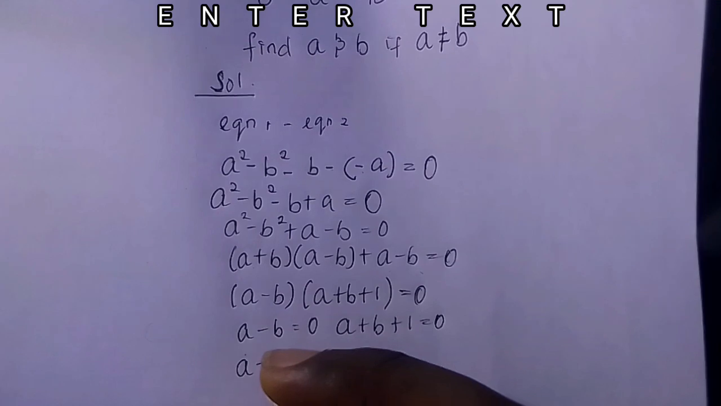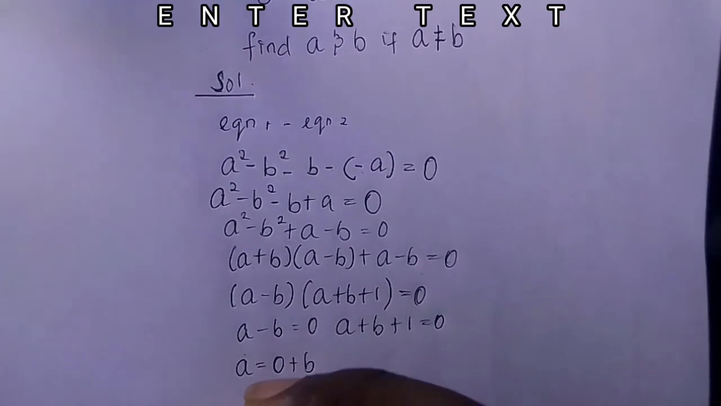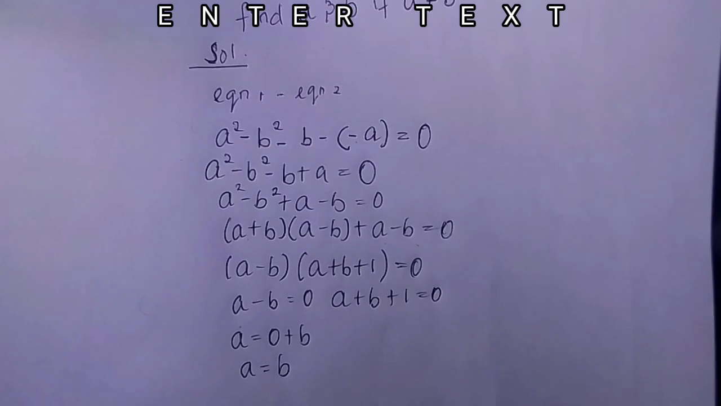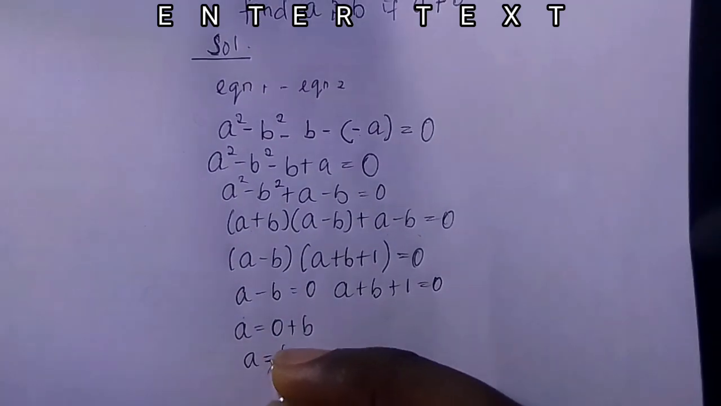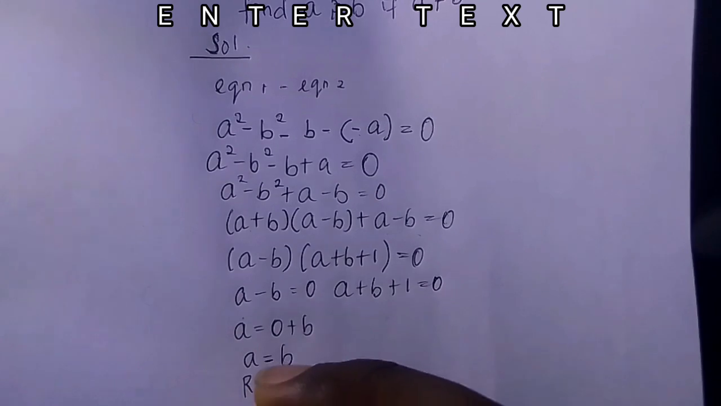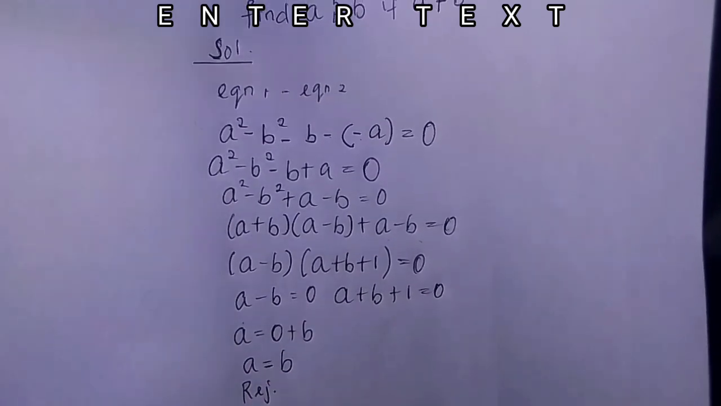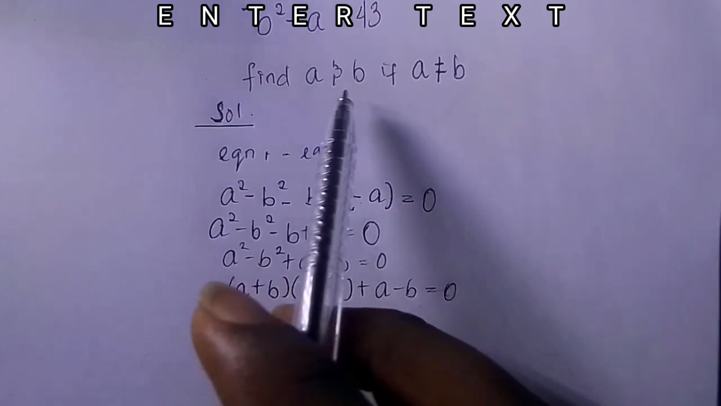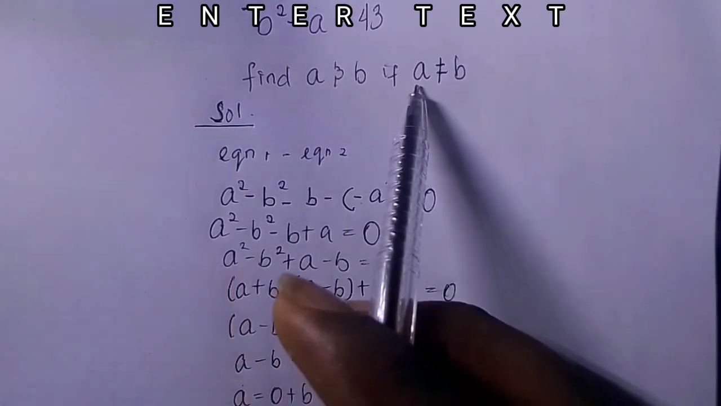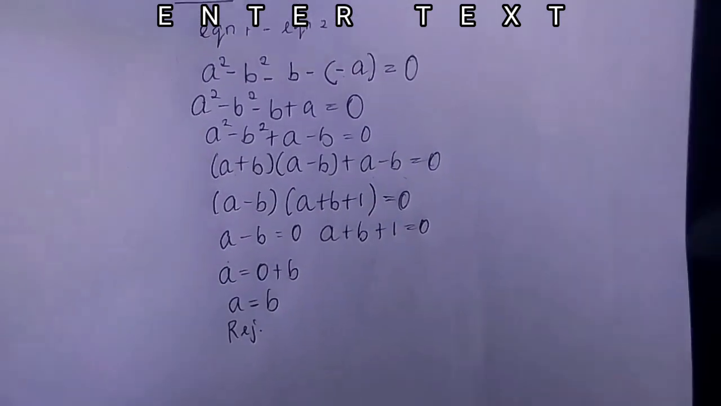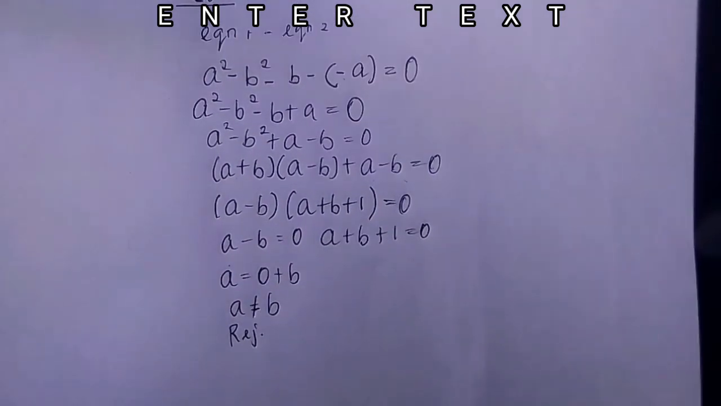So from here, a equals 0 plus b, a equals b, right? Which is not accepted, which is rejected. Why? Because you see from our question, find a and b if a is not equal to b. So definitely a is not equal to b, so this is wrong.